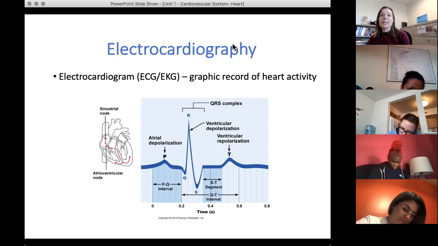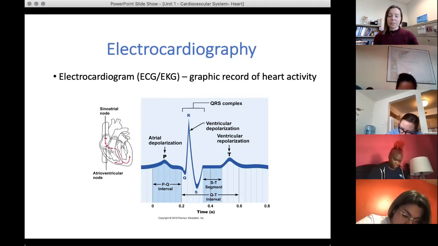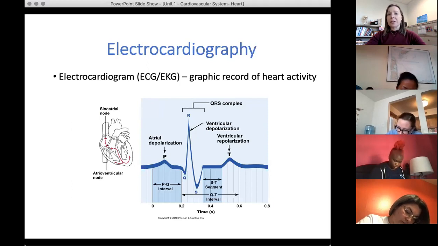Okay, and that sound tends to be a little bit longer and louder, that first sound. And then the second sound, the dup sound, is caused by the closing of the semilunar valves. And that sound tends to be a little shorter and softer than the first one.